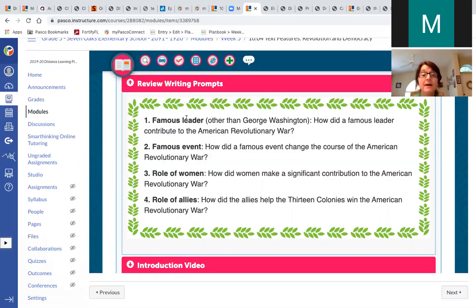Do you want to write about a famous leader other than George Washington? Okay, pick another famous leader who contributed to the American Revolutionary War. Or if you wanted to choose a famous event, how did a famous event change the course of the American Revolutionary War? 3, the role of women. How did women make a significant contribution to the American Revolutionary War? And 4, the role of allies. How did the Allies help the 13 colonies win the American Revolutionary War?